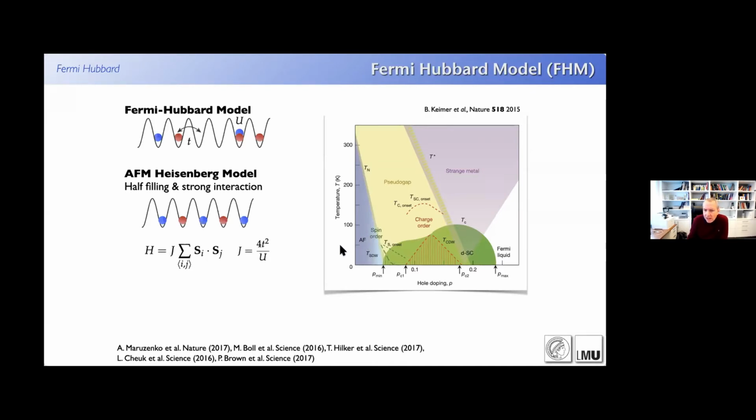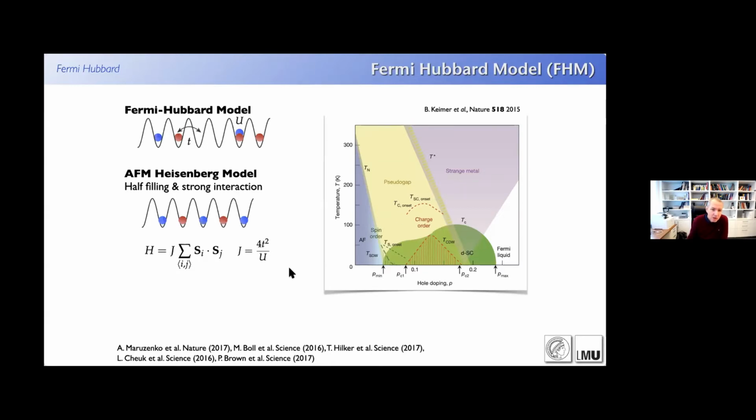Now the interesting thing, where there are still huge open questions that people don't understand today, is what happens when you start to introduce holes into the system. You're really trying to understand the competition between hole motion, hole doping in the system, and this antiferromagnetic ordering, and how this gives rise to all these very weird phases of matter. This is, I think, one of the biggest outstanding problems in solid state physics: to solve the riddle, the puzzle surrounding this phase diagram.